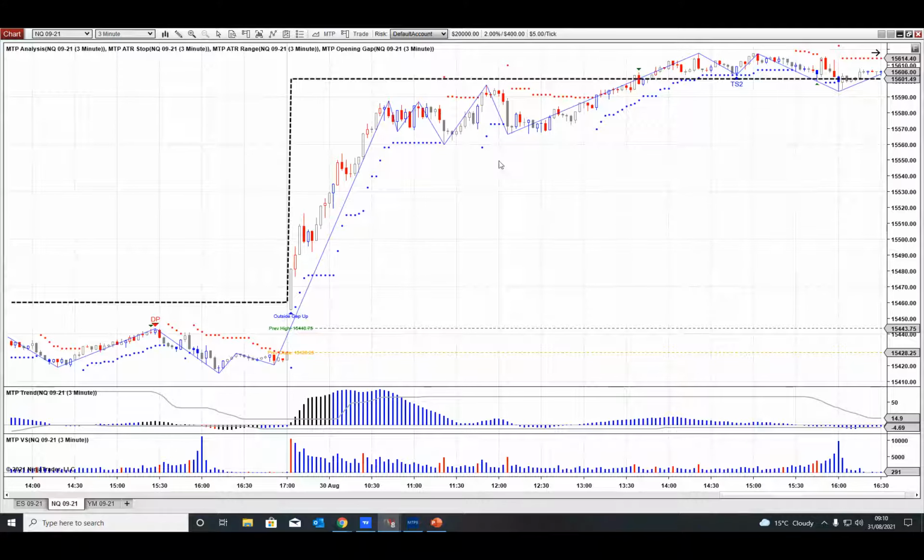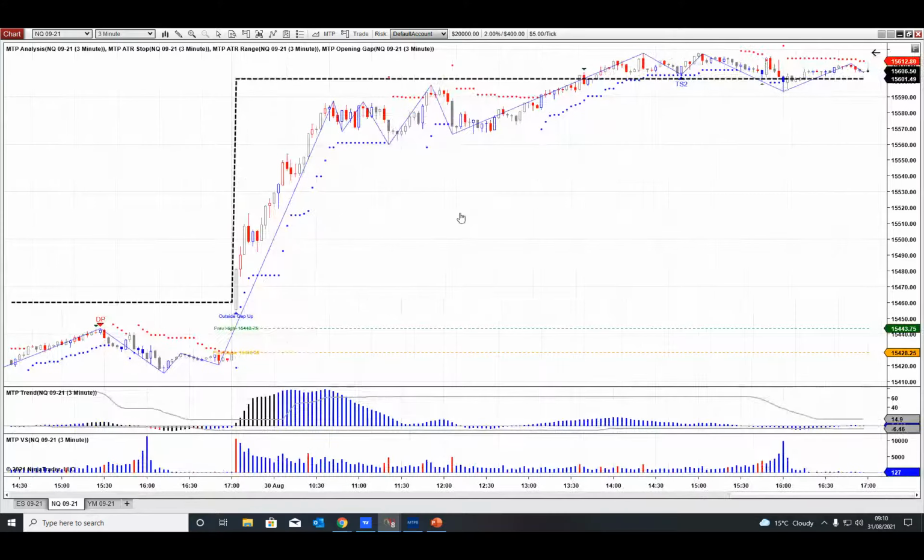We can then look and say, right, where do we think the market's going to go to? That's when we use our ATR range. Remember what the ATR range is? The ATR range is the average range the market has moved in the last 20 days. We add it to the previous day's close, and take it from the previous day's close. That's our two black lines.